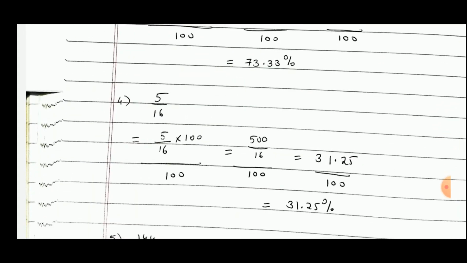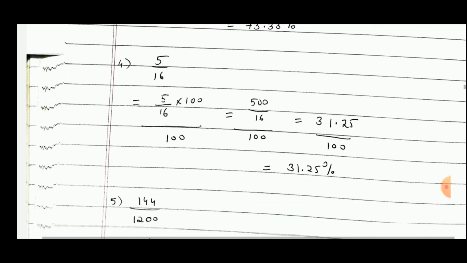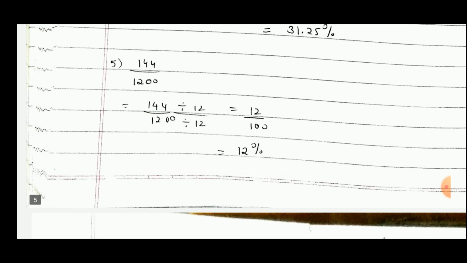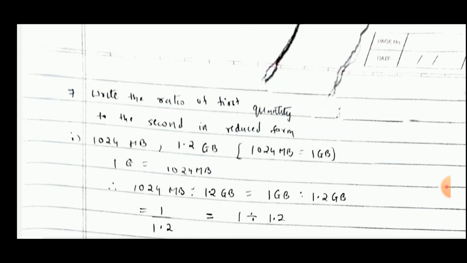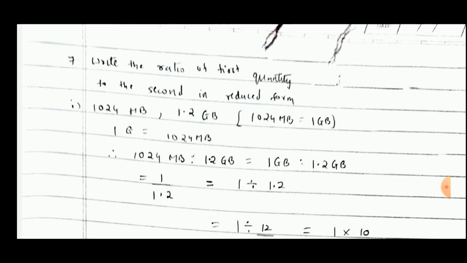5 upon 16 into 100 upon 100. So 500 upon 16, that is 31.25%. 144 upon 1200. So 144 divided by 12 and 1200 divided by 12 is equal to 12 upon 100, that is 12%. Now find the ratio of the first quantity to the second.